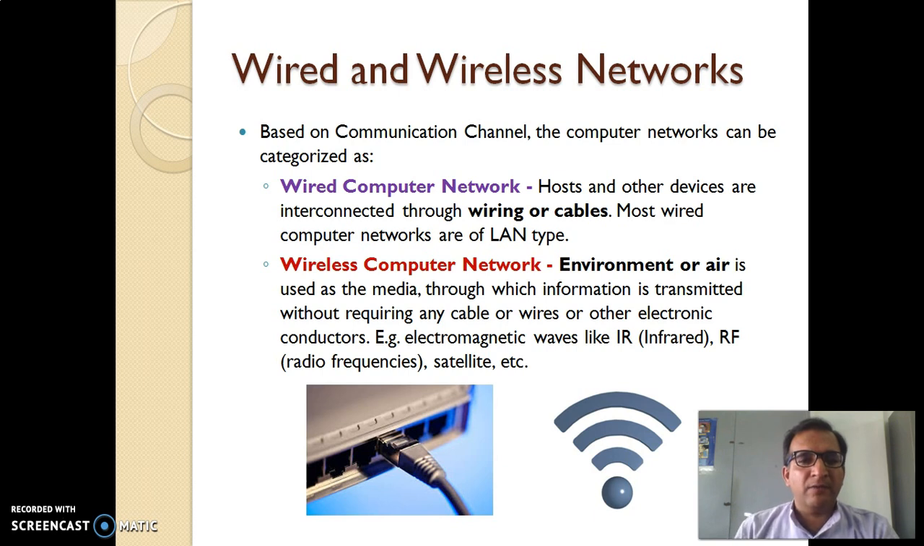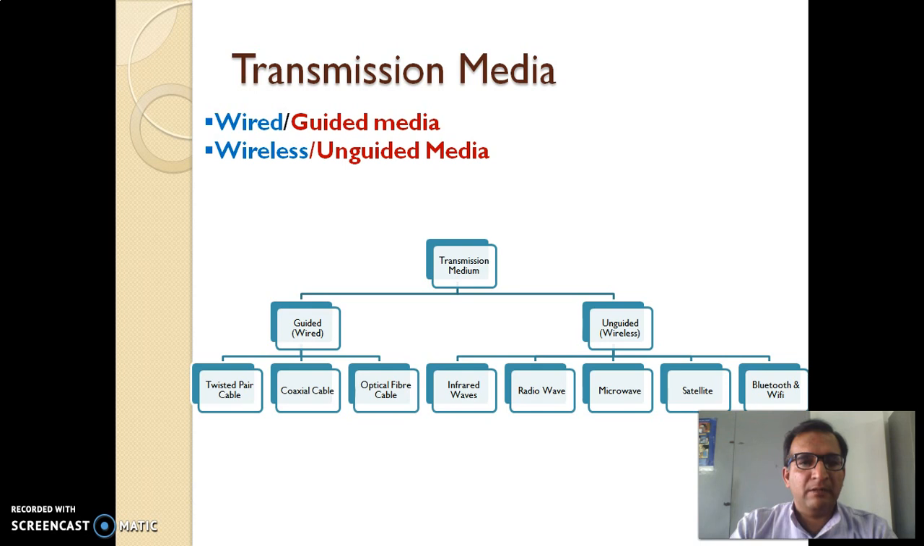Wired media is of course the cables which are used in normal LAN type of network, and wireless media is like infrared, radio frequency waves, satellite links, electromagnetic waves, etc., where the environment or air is used as a media. So if we see the classification of the two kinds of media, first we see the guided media. In guided media, we have twisted pair, coaxial cables, as well as optical fiber cable. In case of unguided media, we have infrared waves, radio waves, microwave, satellite, and Bluetooth or Wi-Fi.